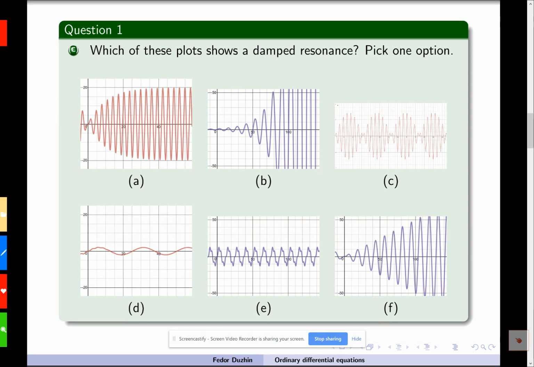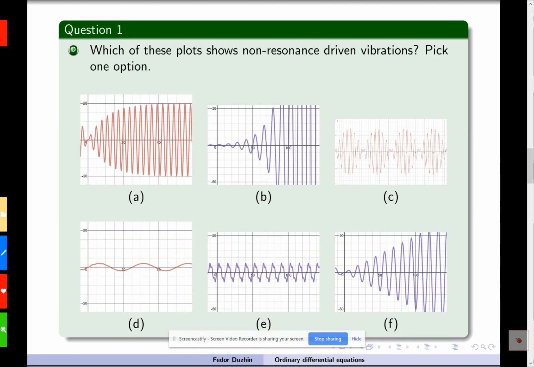Which of these plots shows a damped resonance? Damped resonance means that there exists a viscous force that prevents the magnitude of oscillations from growing indefinitely. So initially the oscillations should become bigger, but then they will stabilize. This is case A. So oscillations are growing at first and then are stabilizing, right? Notice that in C, oscillations become bigger then smaller, bigger then smaller. So it's not that.